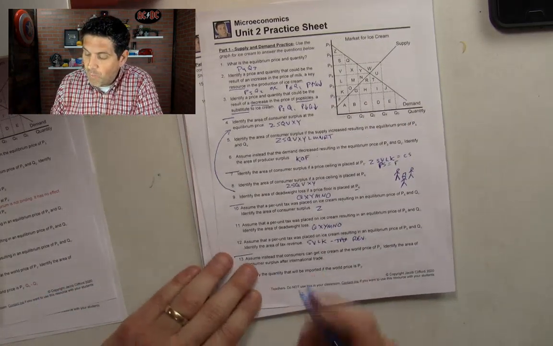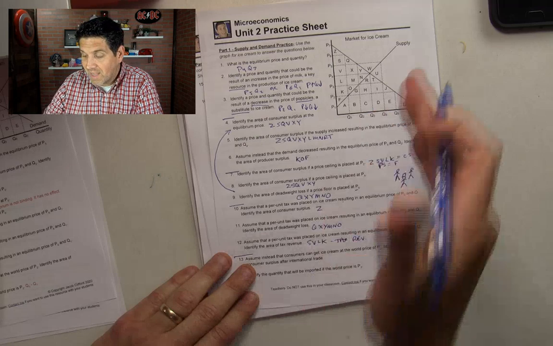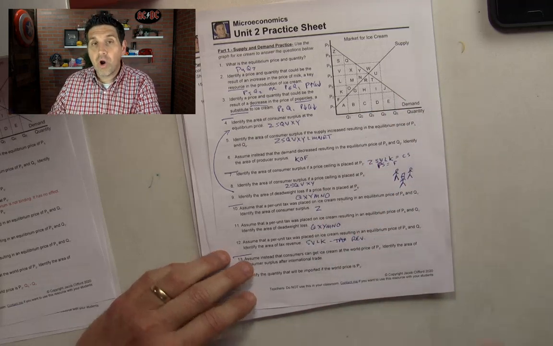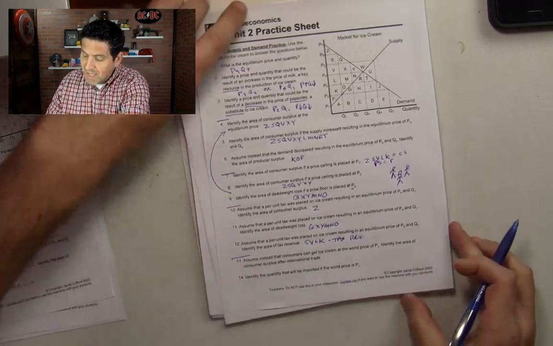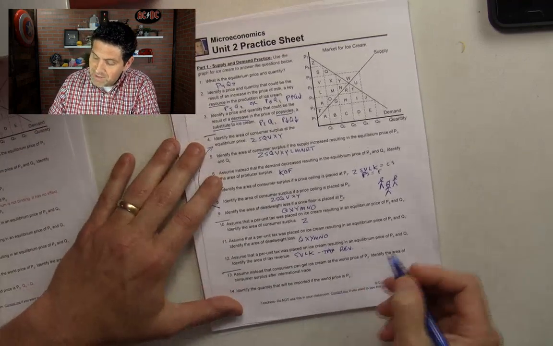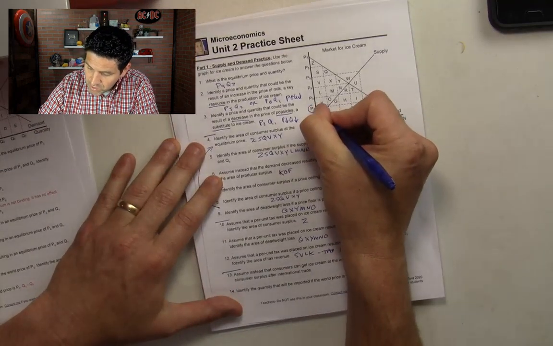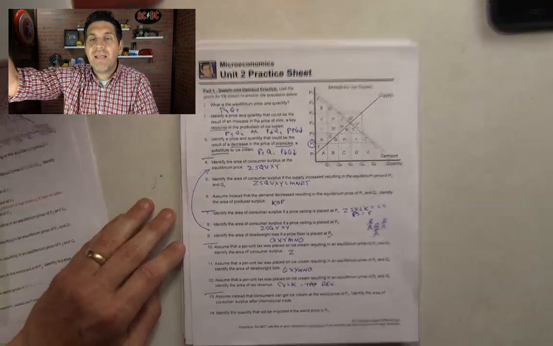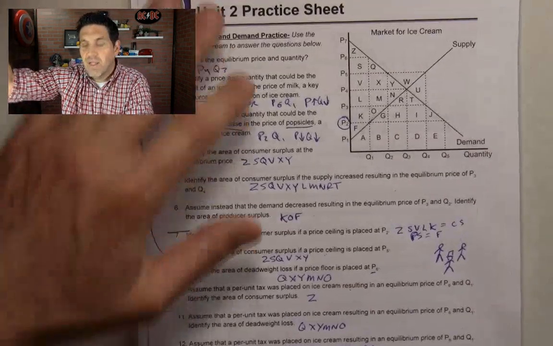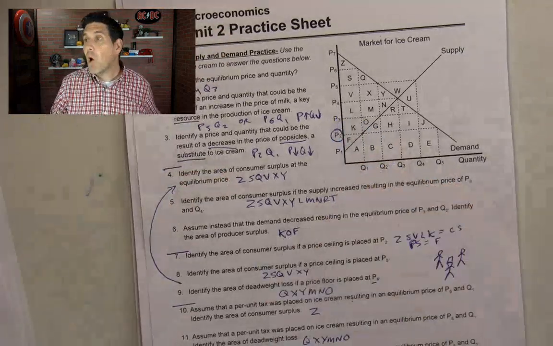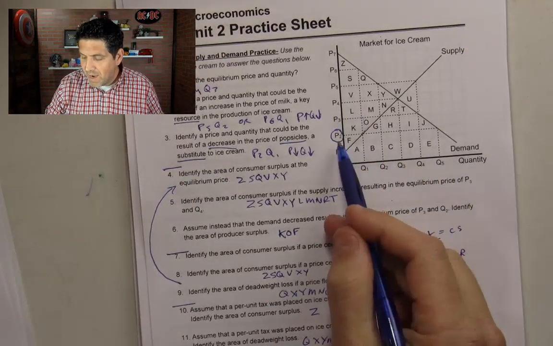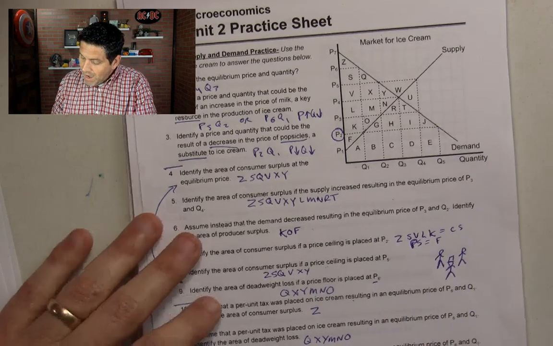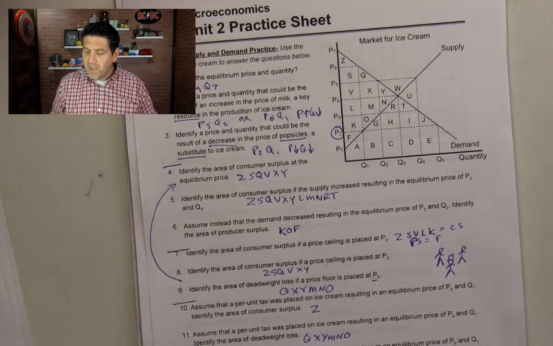The idea is that let's say we can get this product, ice cream, at a cheaper world price. And so here it says, assume instead consumers can get ice cream at the world price of P2. So I'm going to actually use this graph up here now. Yes, domestically, in our own country, the price is normally P4, but we can go buy ice cream super cheap at a price of P2. Identify the area of consumer surplus from international trade.